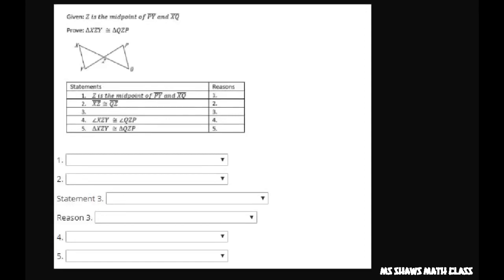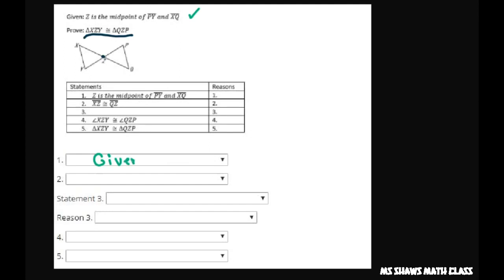Hey everyone, we're given that Z here is the midpoint of XQ and PY. And we want to prove that the two triangles are congruent. So let's look and see what we have. The first we have Z is the midpoint of both of these. So that means that's just given. So that's your number one.